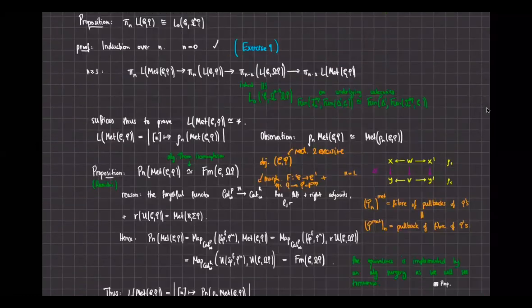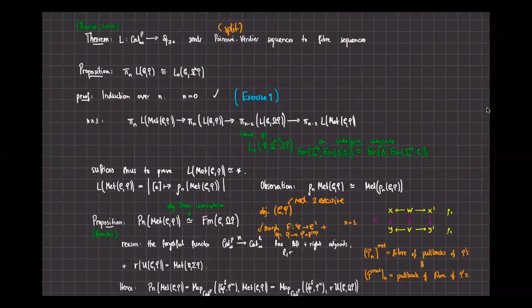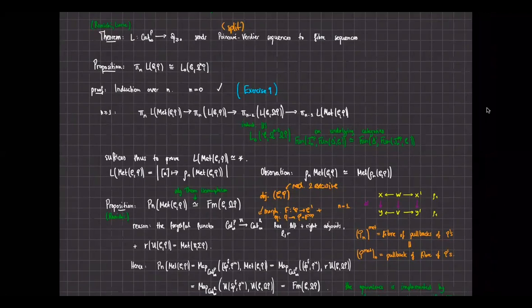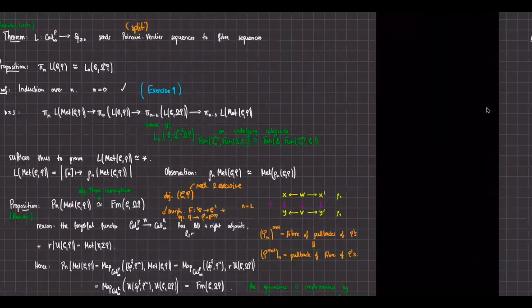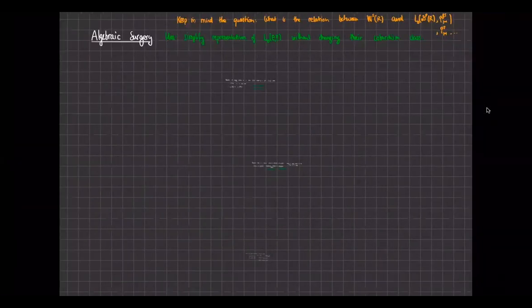Okay, so I wanted to indicate that we can control the higher L groups even if we've constructed a priori a space, an L theory space, and just use some general properties that this construction has, i.e. that it sends certain split Poincare Verdier sequences to fiber sequences, and that we can calculate that the L theory of the metabolic category vanishes.